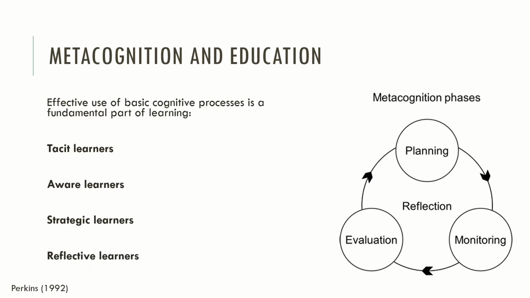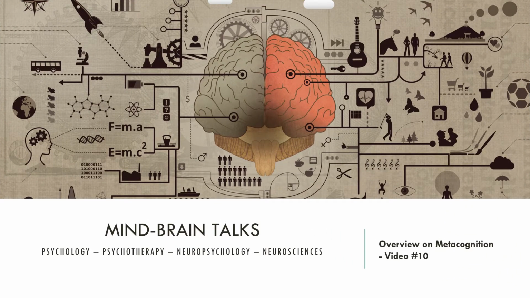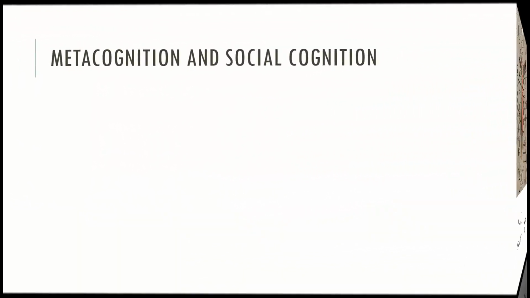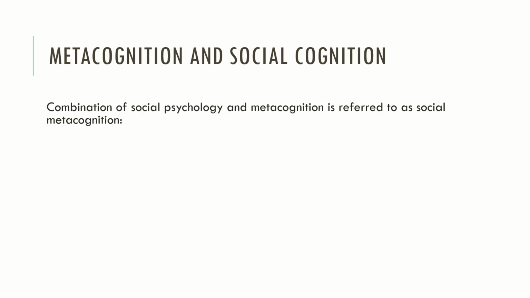Again, metacognition may be related to social cognition. Why? Because metacognition also implies the cognitive processing of the mental states, desires, wishes, and behaviors of others. That's why cognitive psychology and social cognition are very interested in metacognitive processes. The combination of social psychology and metacognition is referred to as social cognition, which describes thinking about others' behaviors, others' emotional states, others' attitudes or self-attitudes.